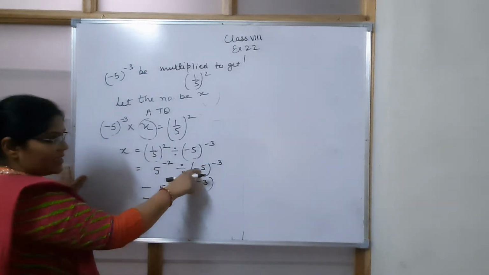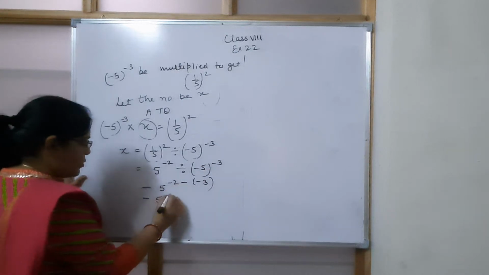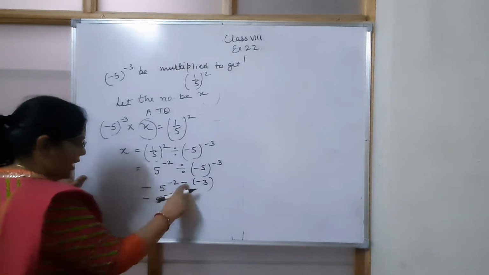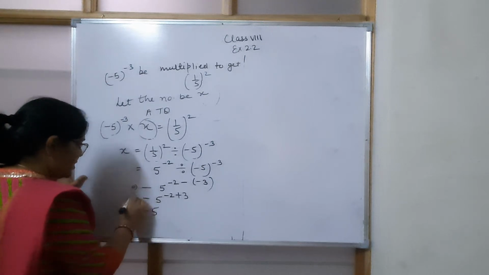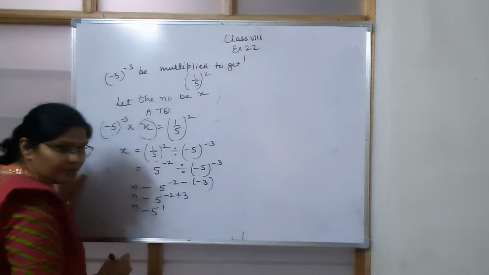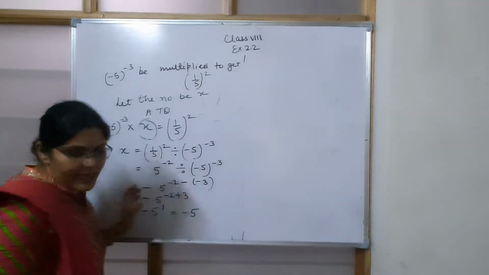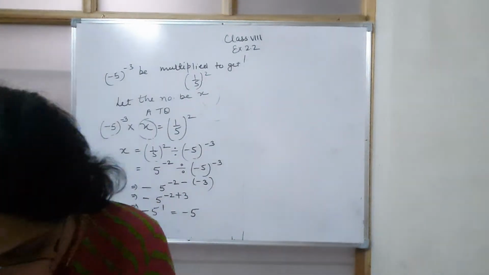Why I put minus sign? This is because of this odd power. Minus 2 and minus minus plus. So minus 2 plus 3. Okay, now minus 5 I am keeping it. This is the sign. Minus 2 plus 3 will be what? Power 1, which is equal to what? Minus 5. So our answer will be minus 5.